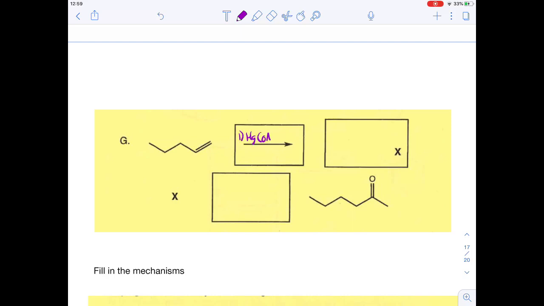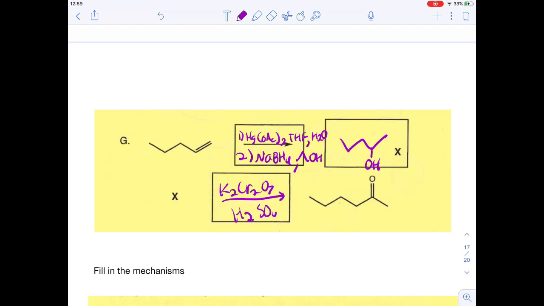So the only reaction that does that is the oxymercuration reaction. So the first step is HgOAc2, and then THF and H2O. The second step is NaBH4 and ethanol. And that is going to give you your Markovnikov OH without rearrangement. Now you want to oxidize it, and I'm going to use K2Cr2O7, but there are multiple ways to oxidize something, and that will give you your ketone.